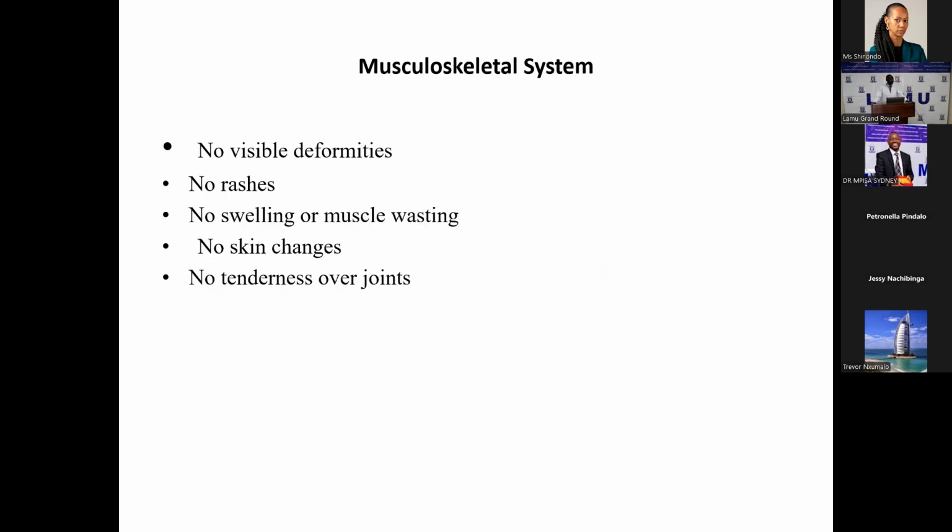Musculoskeletal system, there were no visible deformities, no rashes, no swelling or muscle wasting, no skin changes, and no tenderness over the joints.